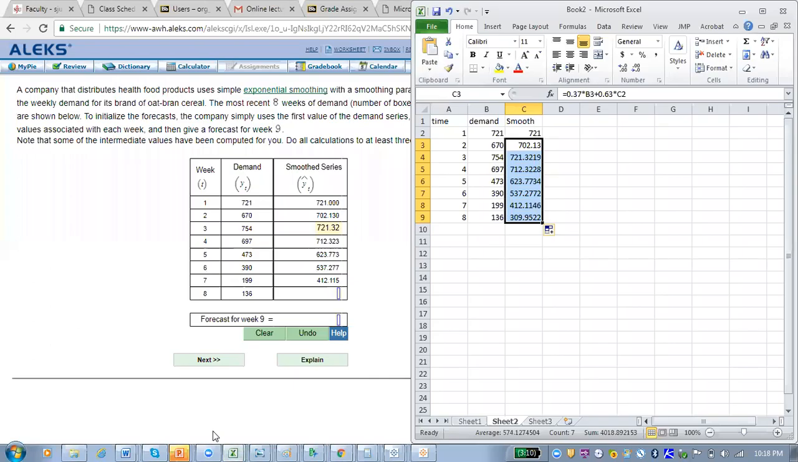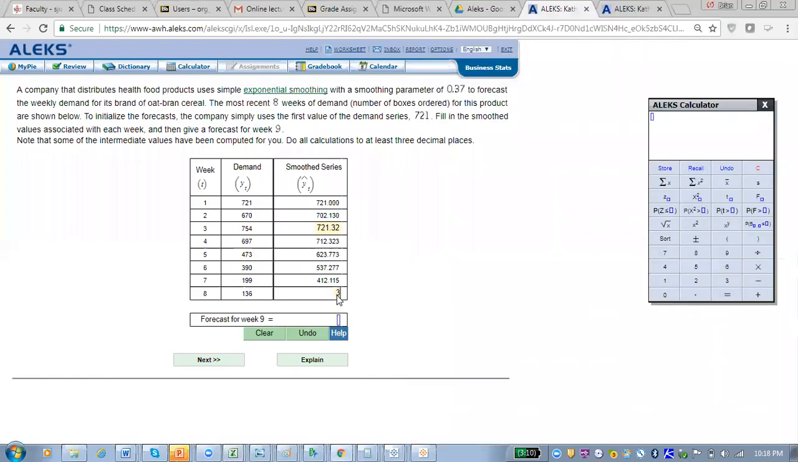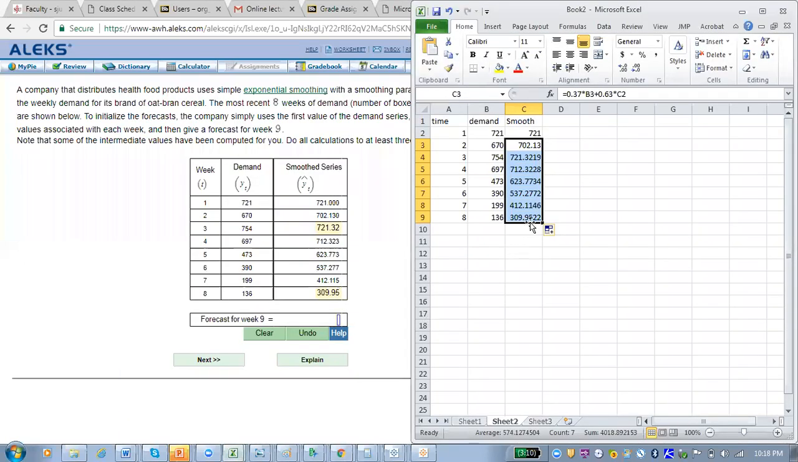So your 309.95, and then you can pull it down one further and get your, hold on, that's a really big drop, but that came from 500.